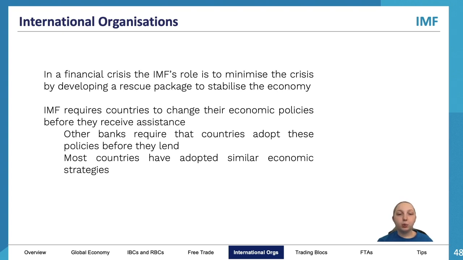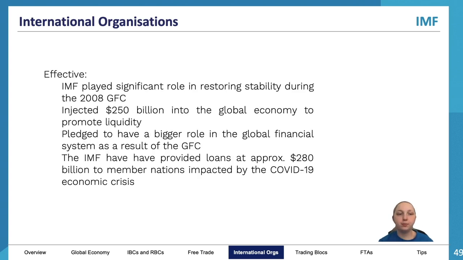The IMF will require a country to change their economic policies before they receive assistance, which is, I think, a really key thing to talk about when you're talking about the IMF, that the change has to happen before they receive assistance, which in a lot of cases is not sustainable and not efficient, to make a change in such short time and then receive financial assistance. Other banks require that these countries adopt these policies before they lend, and most countries have adopted similar economic strategies as well.